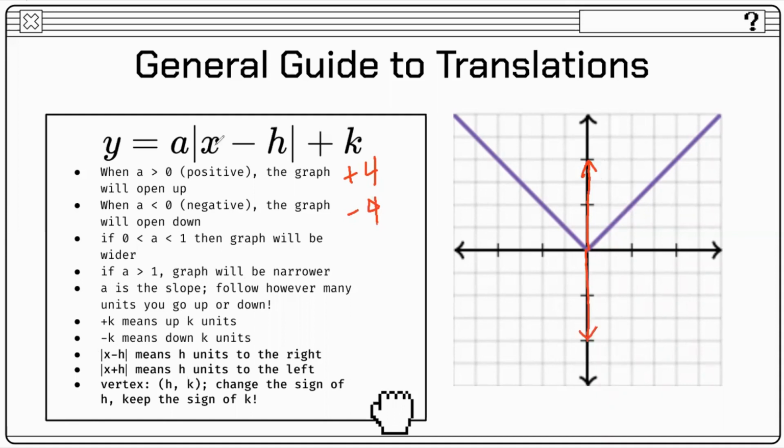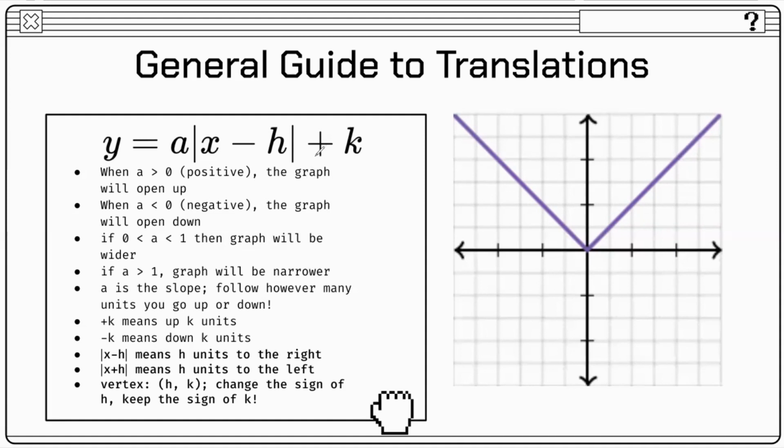Now, looking inside your absolute value symbols, x minus h, if you have a minus h, that means that you're going to translate all your points h units right. So for example, if you have x minus 4, you want to translate all your points 4 units to the right. And if you have x plus h, that means you want to translate all your points however many units to the left.